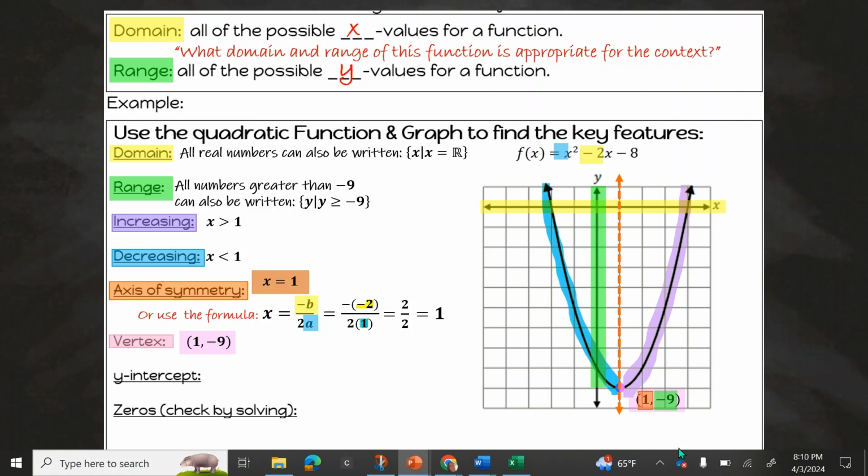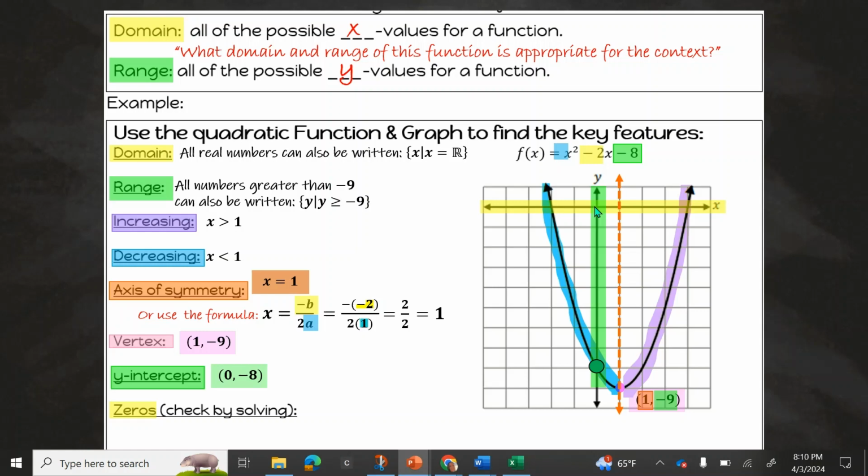Our vertex we already labeled as (1, -9). Now we're going to identify our y-intercept, and our y-intercept is right here at -8, but you can also look right here at the number, the c term in our quadratic function, which is -8, so our y-intercept is (0, -8). The zeros of this function we can identify just by looking at the graph.